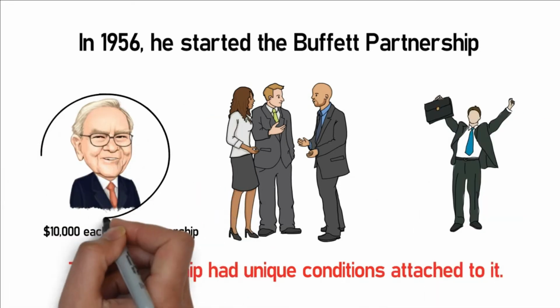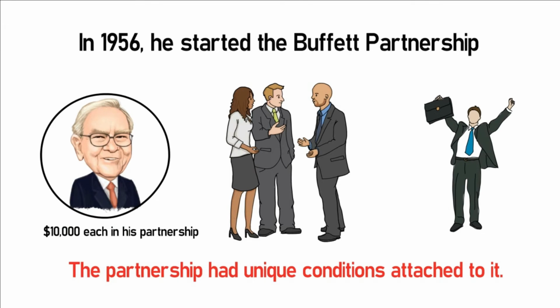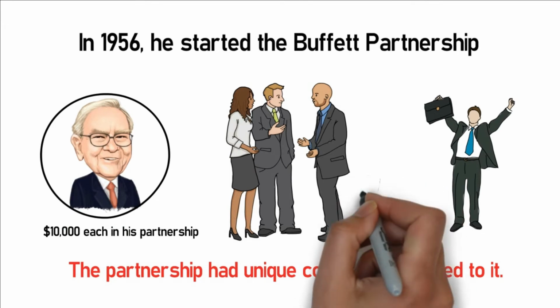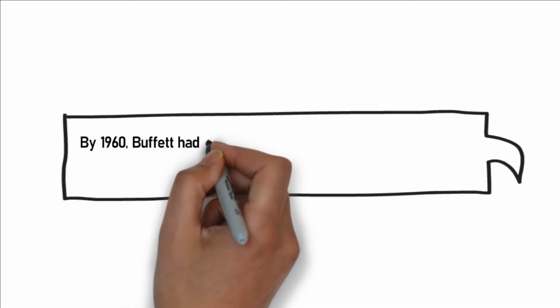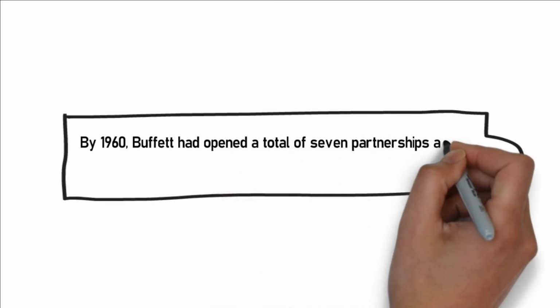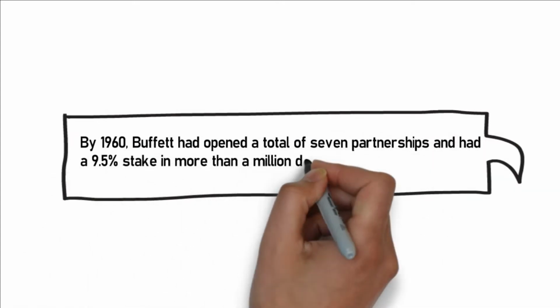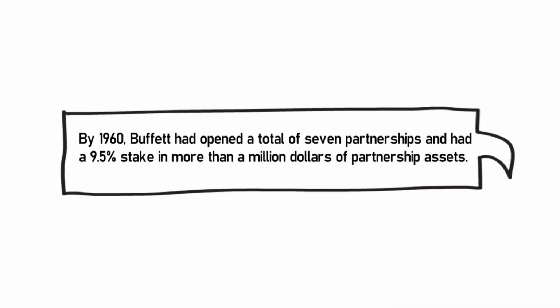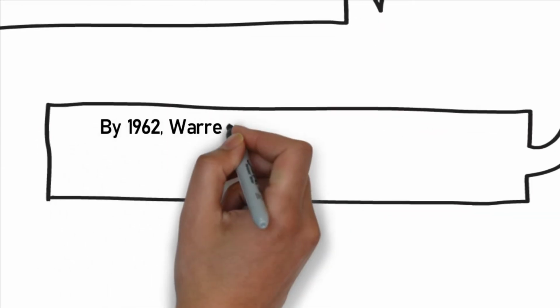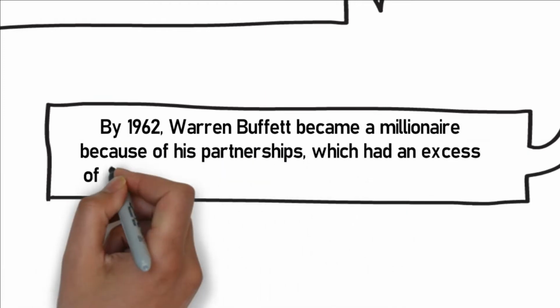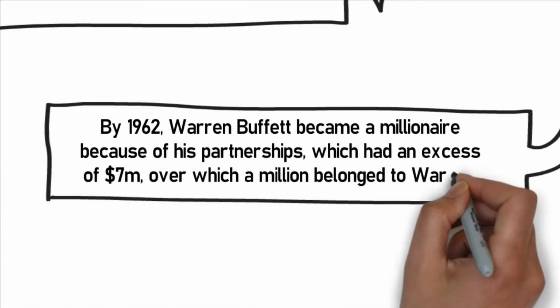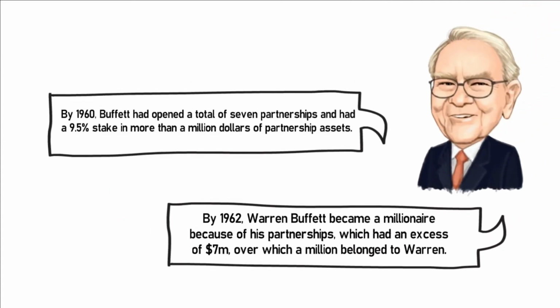Eventually, 11 agreed, and although Warren would initially only invest $100 of his own money, he would reinvest management fees and grow his stake in the partnership. By 1960, Buffett had opened a total of 7 partnerships and had a 9.5% stake in more than $1 million of partnership assets. By 1962, Warren Buffett became a millionaire because of his partnerships, which had assets in excess of $7 million, over $1 million of which belonged to Warren. He soon merged these partnerships into a single entity.